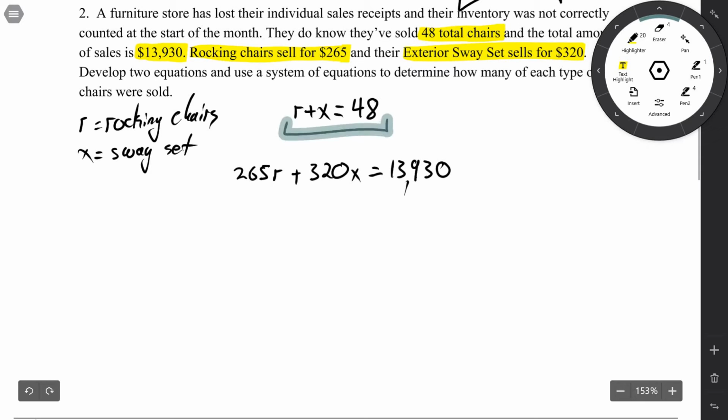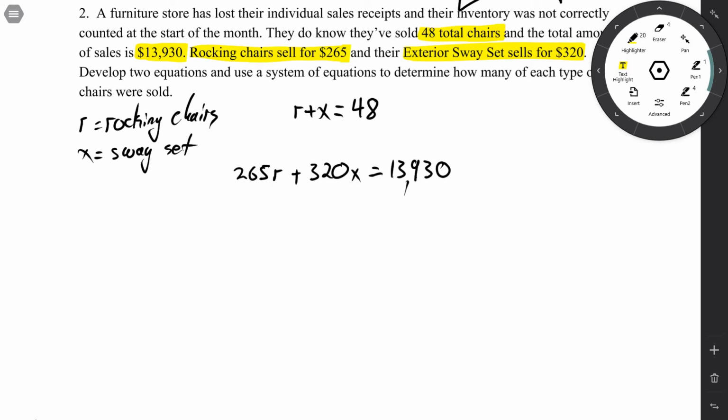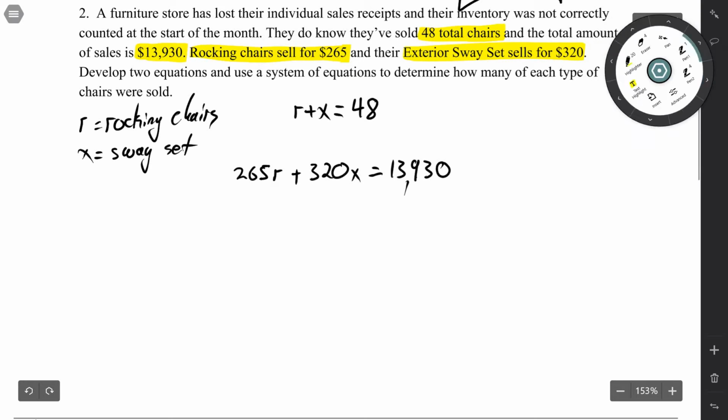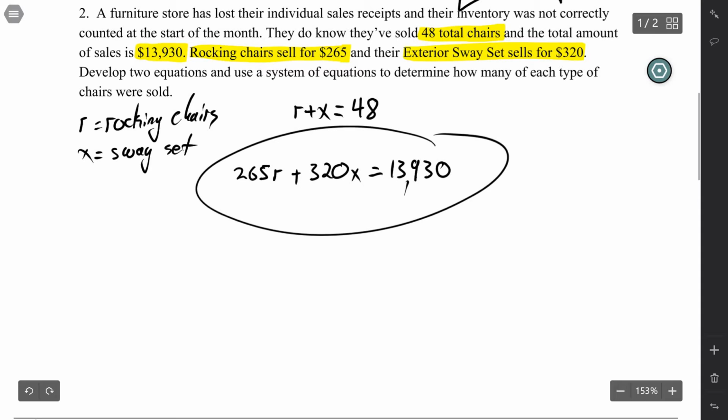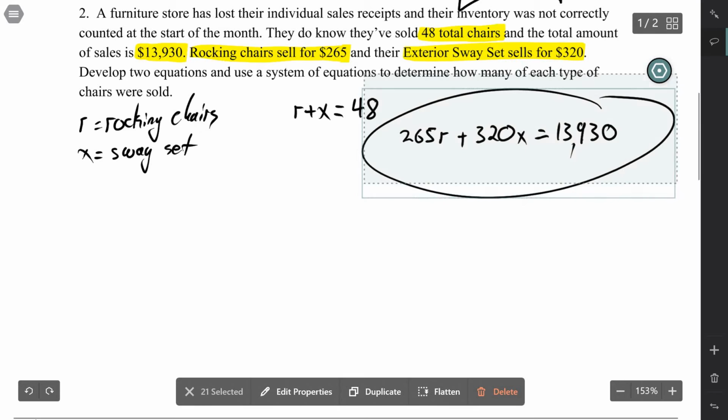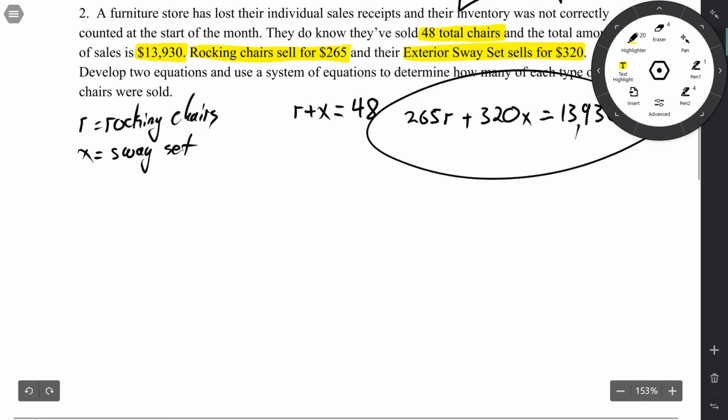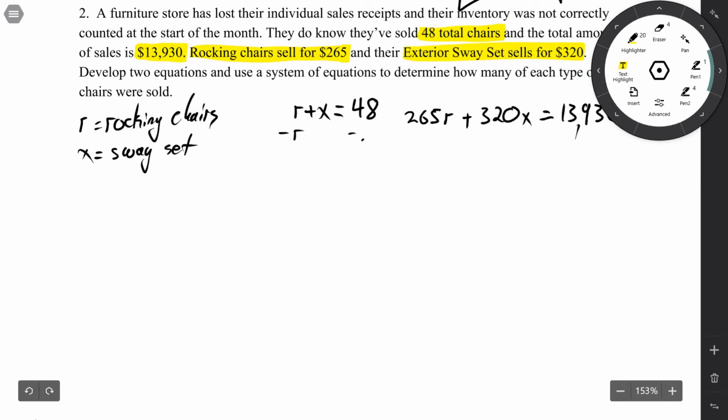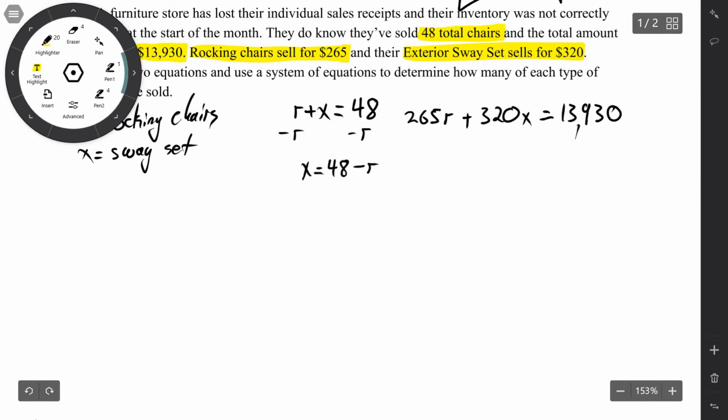So I'm going to solve for one of these numbers here. I'll solve for x. It does not matter which one we solve for. We'll get the correct result as long as our arithmetic is sound, either way. I'm going to move this over, though. So I'm going to subtract r from each side. So I'll get x equals 48 minus r. Then I'm going to take that value for x and just plug it into our other equation.